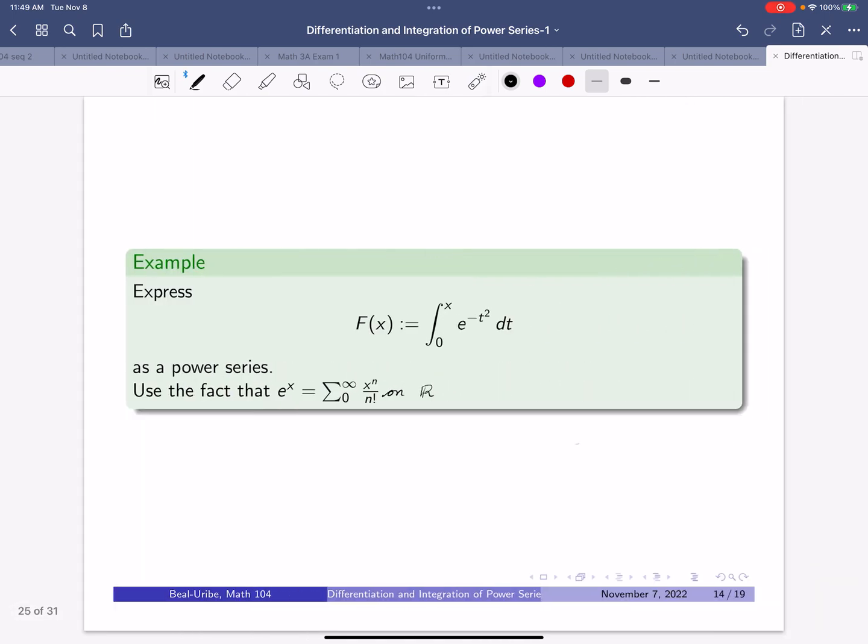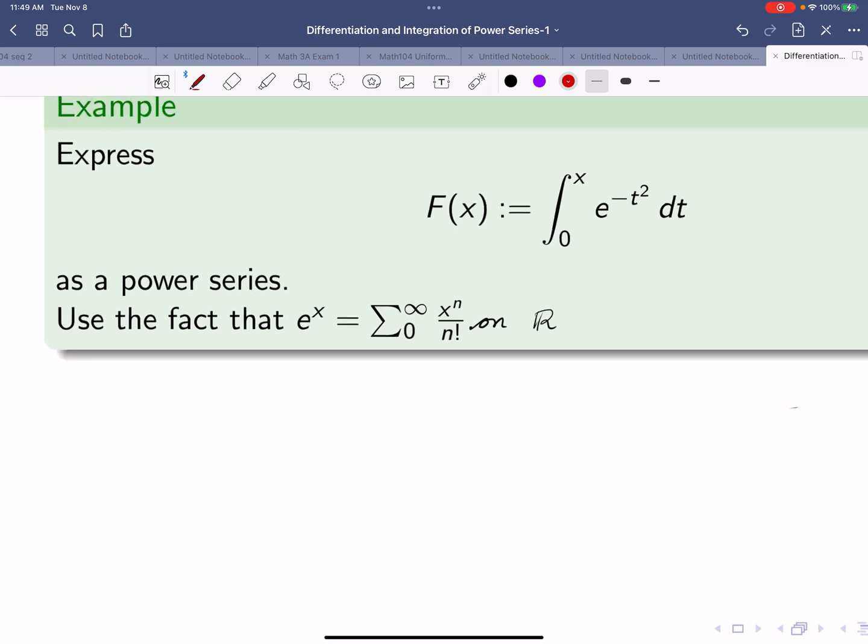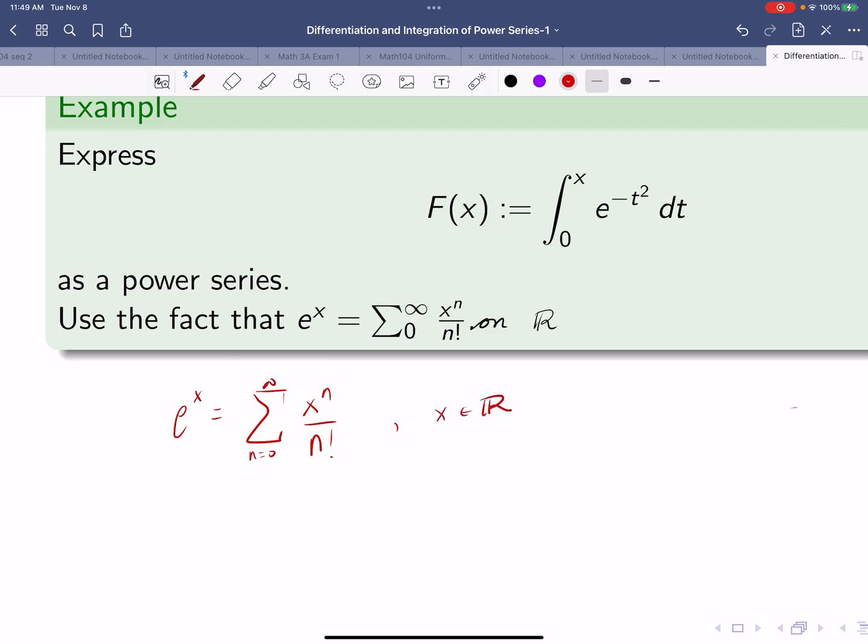Okay, let's do this example here, and I think this is one of the exercises in Ross. We're supposed to express this function as a power series, and we're supposed to use the fact that e to the x is equal to the sum of x to the n over n factorial on R. So if e to the x is equal to this power series, and this is valid for all x in R, that means it's valid when x is positive and when x is negative. I can easily replace x with minus x because of my domain, right?